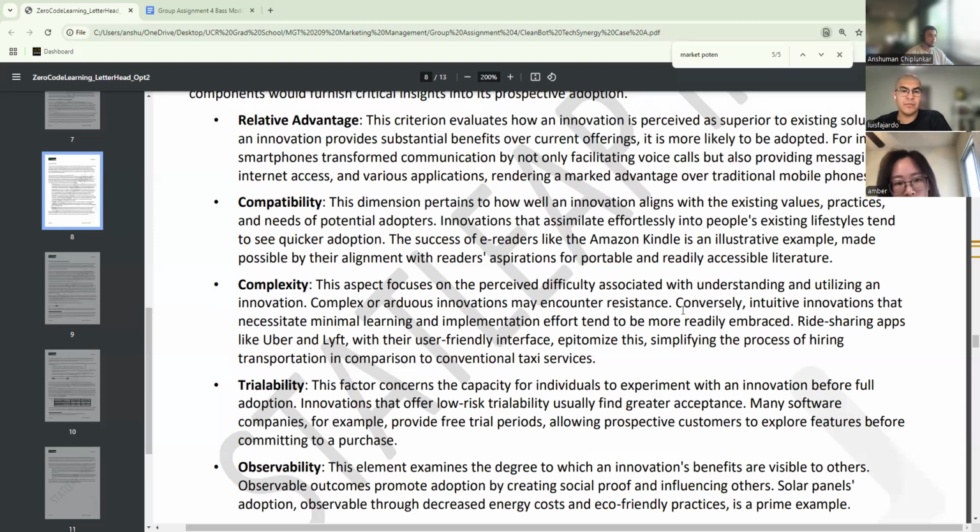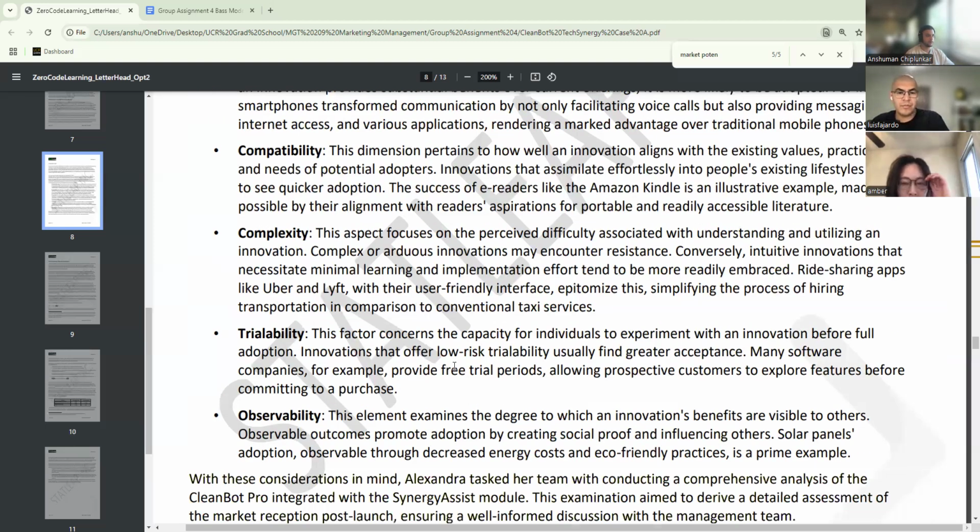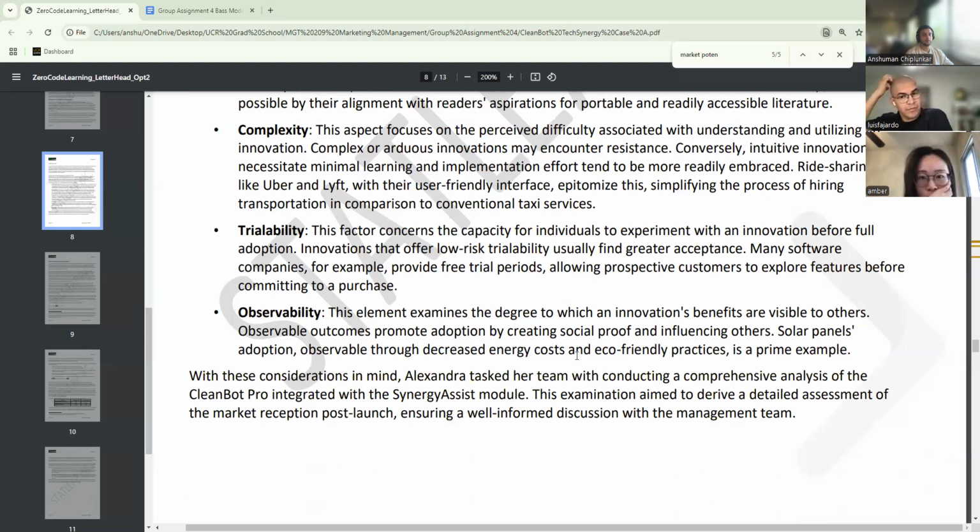Is it more compatible with certain stuff? Is it more or less complex than whatever else is out on the market? And if it is more complex than what's out on the market, is there a benefit because it's complex? Is that a feature, not a bug? Trialability, in the same vein: we've handed out the product, I think it was a sample of like 300 products to friends, families, people who are going to test it. Are they going to enjoy it enough to continue using it or recommend that others purchase it? And then observability: if you go to somebody else's house and they saw a CleanBot Pro, do you think they would want to buy it after they saw it? How much does it catch on?